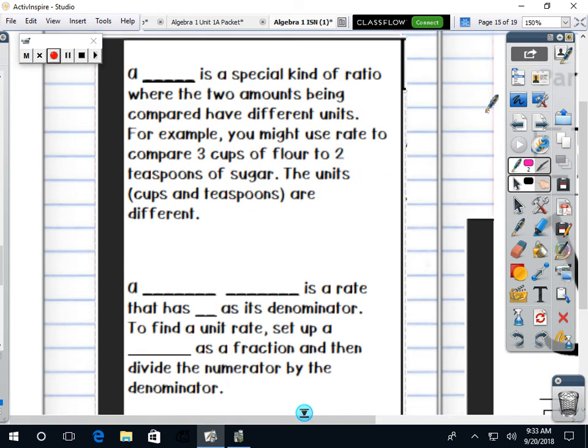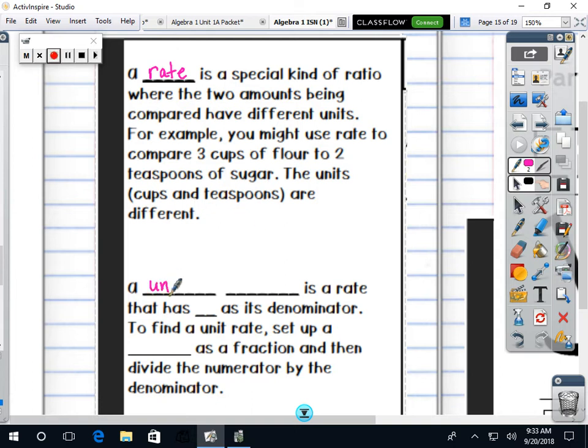All right, a rate is a special kind of ratio where the two amounts being compared have different units. For example, you might use rate to compare 3 cups of flour to 2 teaspoons of sugar. The units, cups and teaspoons, are different.